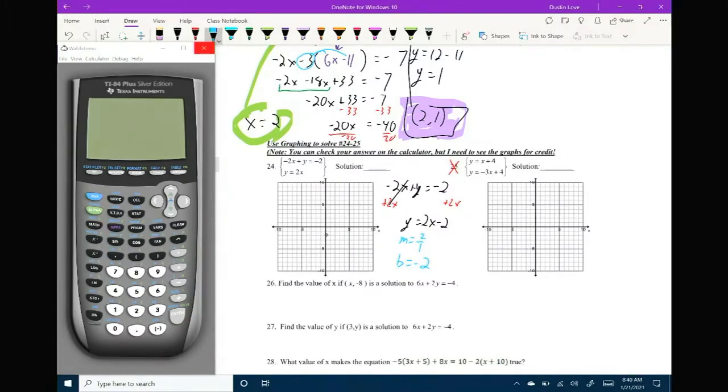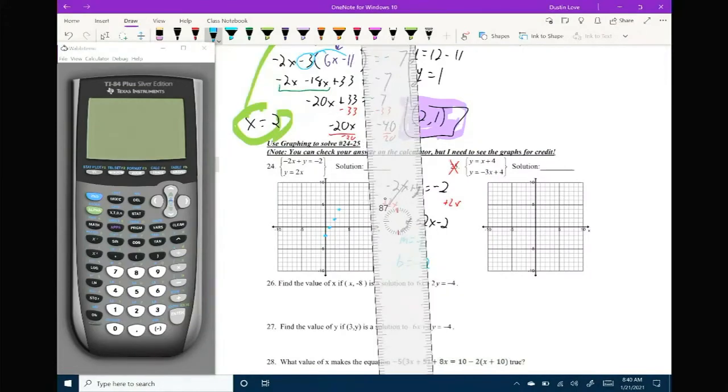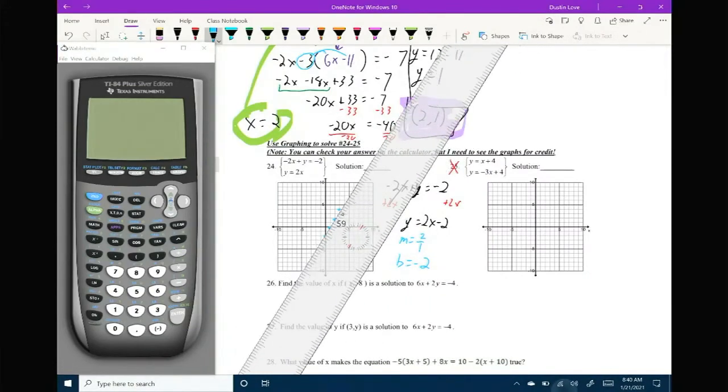So I'm going to go down to negative 2, and then I'm going to do my rise and run of 2 over 1. So rise 2, run 1, rise 2, run 1, rise 2, run 1. Okay, I'm going to pull up my straight edge so that I can get an accurate line here.